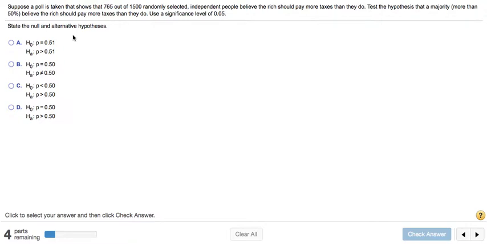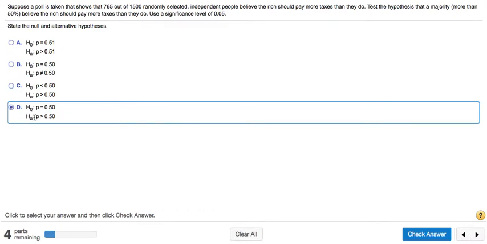So first, we need to select the correct null and alternative hypothesis. So the null hypothesis is going to be p equals 50%. And the alternative hypothesis, since we're talking about a majority, we want more than 50%. It's got to be this one here. So I'm going to select D because the alternative hypothesis is p is greater than 50%.